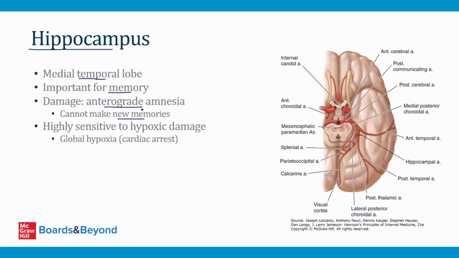Now, one special thing to know about the hippocampus is that it's very sensitive to hypoxic damage. So, for example, if patients have a cardiac arrest and they have global hypoxia to the brain, the hippocampus is one of the first structures that's often damaged, and that's because it's so sensitive to hypoxia.